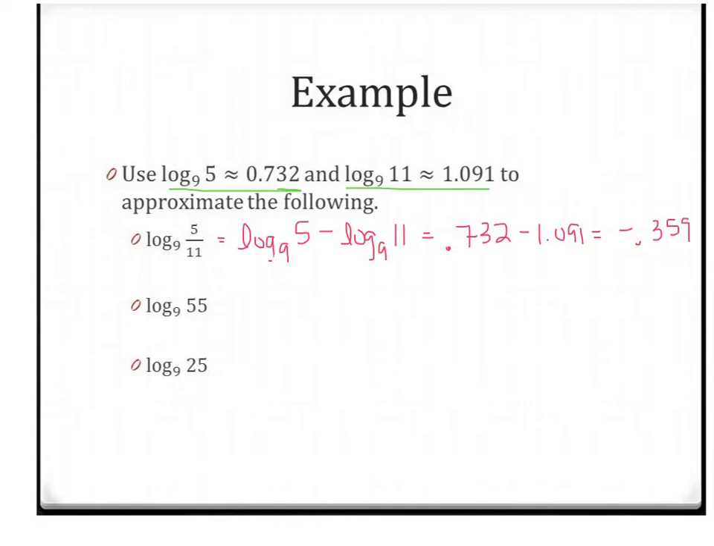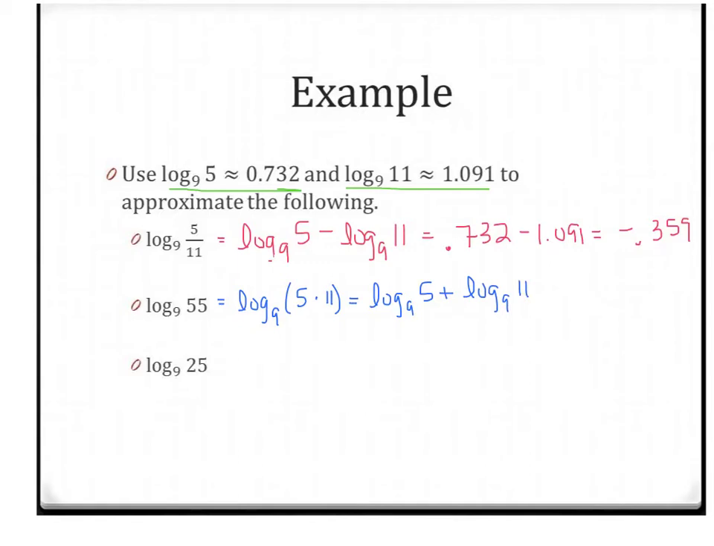So looking at the next one here, I don't know what log base 9 of 55 is, and it doesn't even tell me what log base 9 of 55 is. So what happens though if we write this log base 9 of 5 times 11? Because I know those where I don't know 55. So then if we expand this into log base 9 of 5 plus log base 9 of 11. So see how we're going to work towards what we know here.